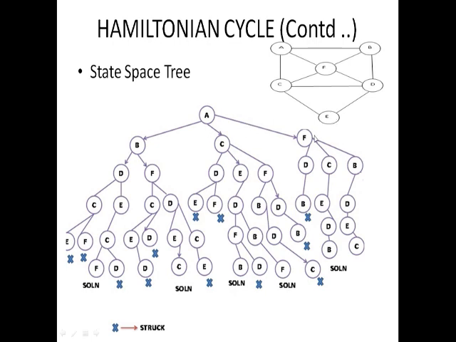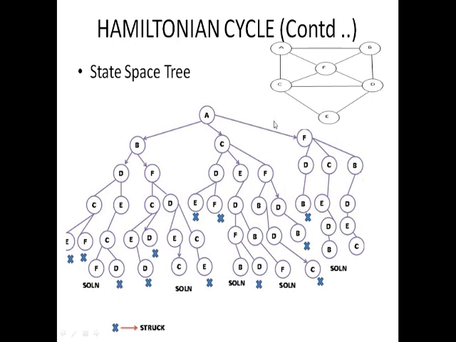A to F, F to C, C to E, E to D, D to B. All the nodes are visited, no revisiting is done, and the starting node should be the ending node. Here B can be connected to A, so this is the proper solution.